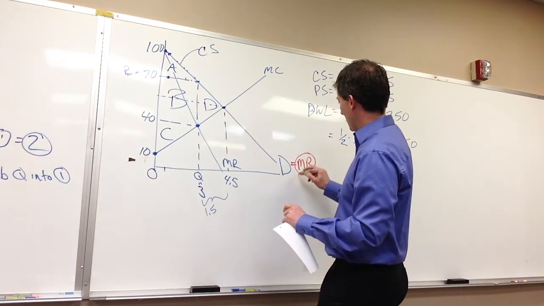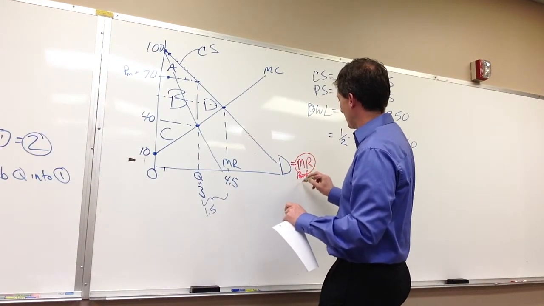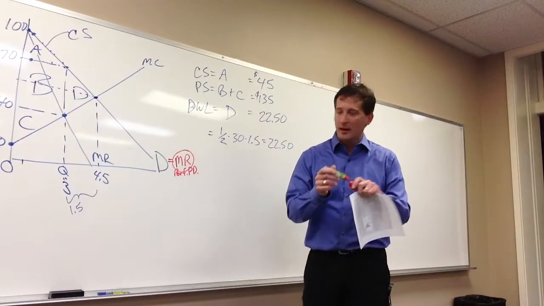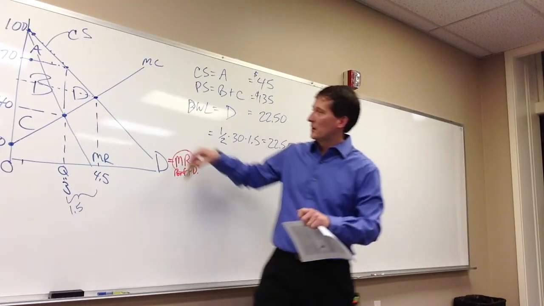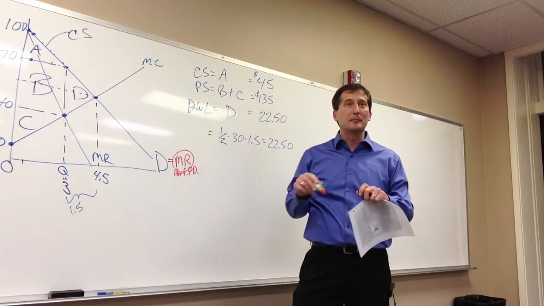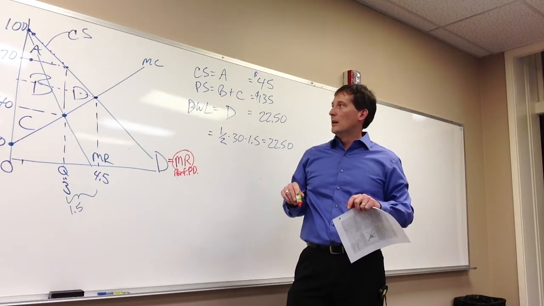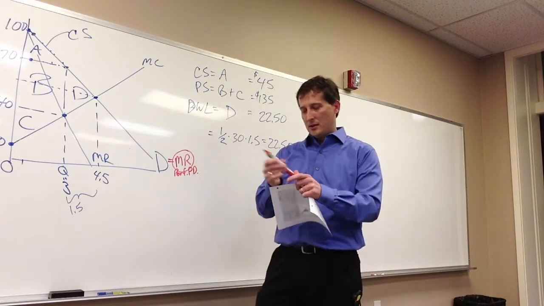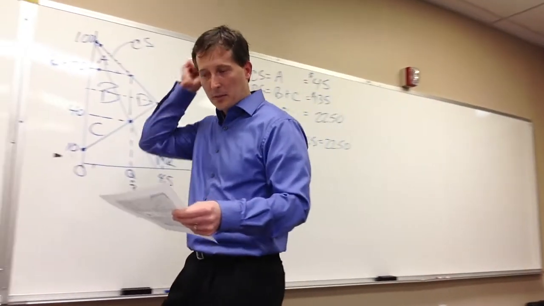But be careful if you write this down that you put with perfect price discrimination. I guess we'll call it PD. Perfect price discrimination. Those two things are one and the same. And we already solved it to be 4.5. So that tells us the firm's output.